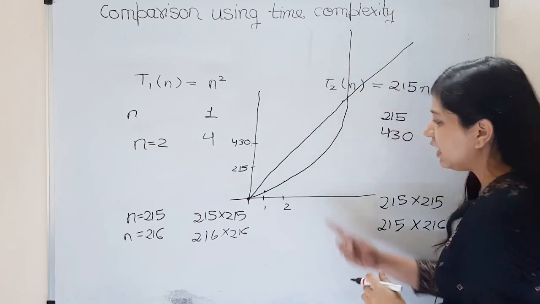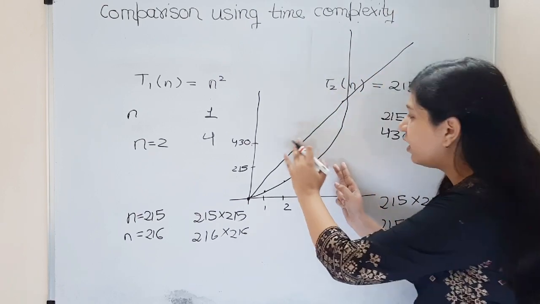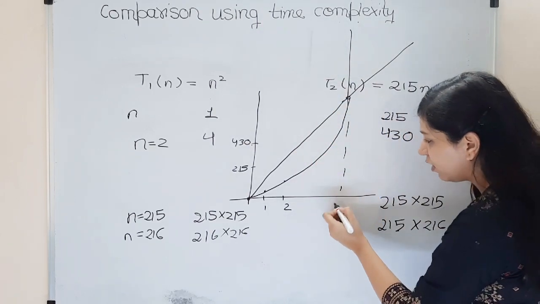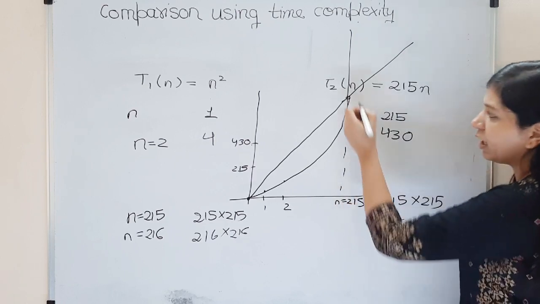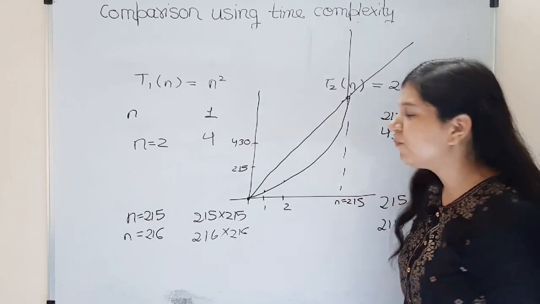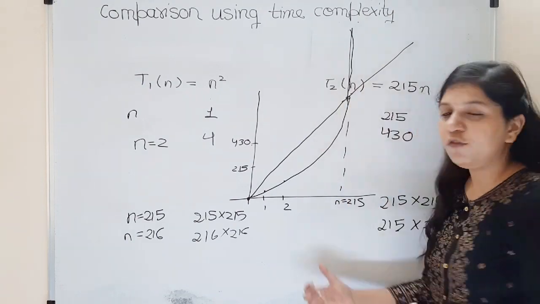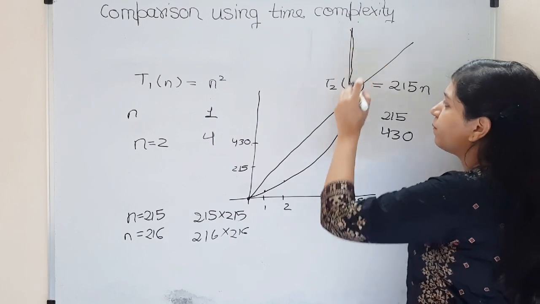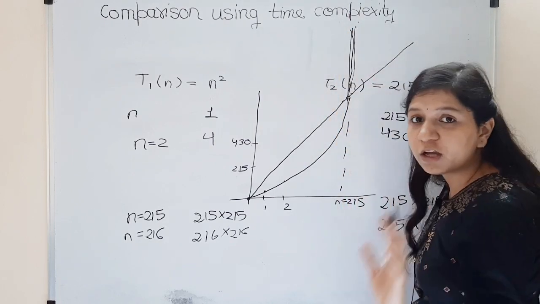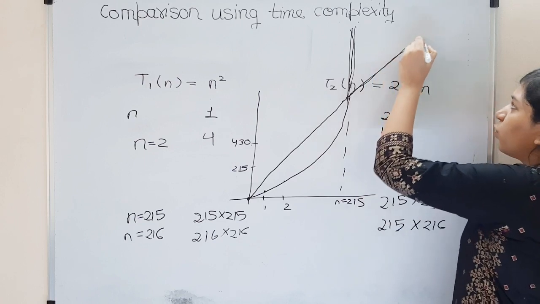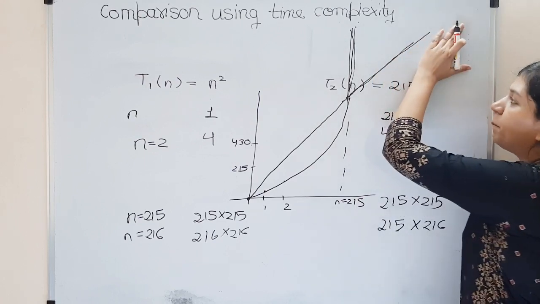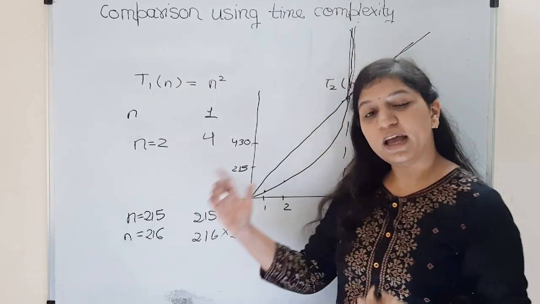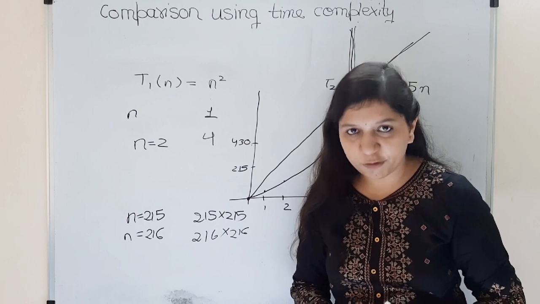So you see, initially this is giving smaller values and this is giving bigger values, but at some point when n will be 215, these curves will cross each other. From n equals 215, this is going to go more steeply and give you bigger values, but this is going linearly. So this will perform better after n equals 215. So by graph also you can understand how these are performing.